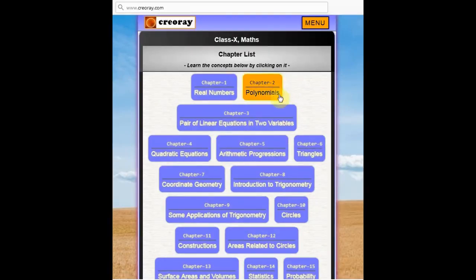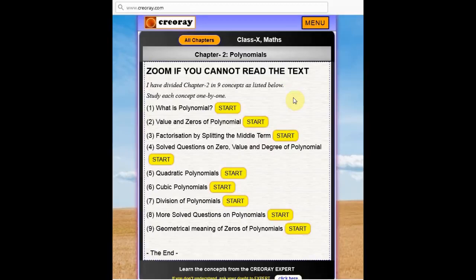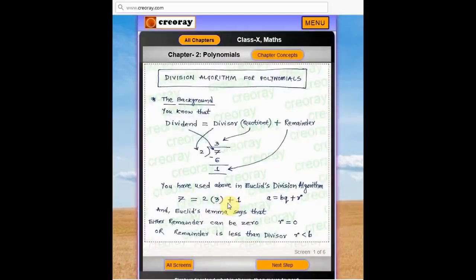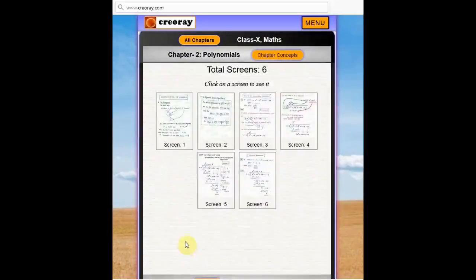Let's revise chapter 2 polynomials. Go to number 7, division of polynomials. Since this is a revision class, I will touch only upon certain things that are important. So let me pull up a question.